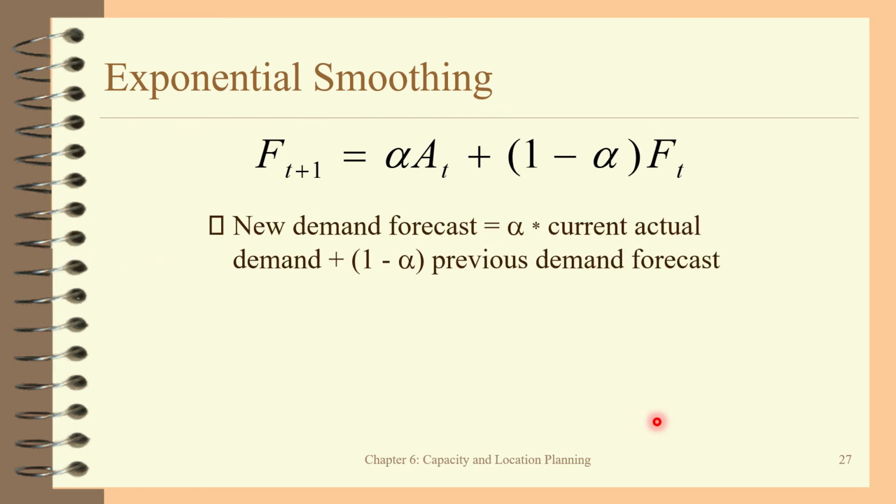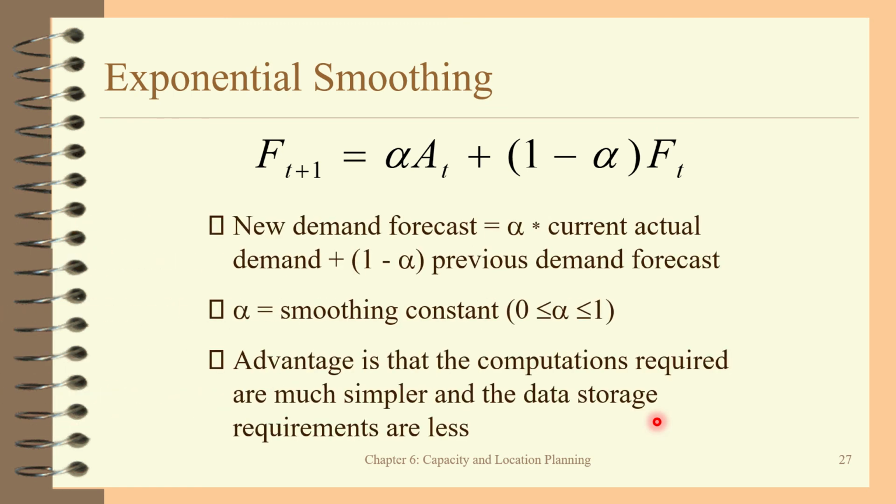The next one we call exponential smoothing. This is the formula for exponential smoothing: F t plus 1 is equal to alpha times the actual demand in period t, plus 1 minus alpha multiplied by the forecast demand in period t. Here F t plus 1 is the forecast demand in period t plus 1. Alpha is the parameter that will be given in your question, and alpha is the smoothing constant; the range is between 0 and 1.